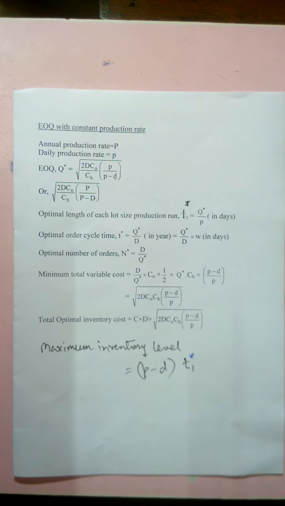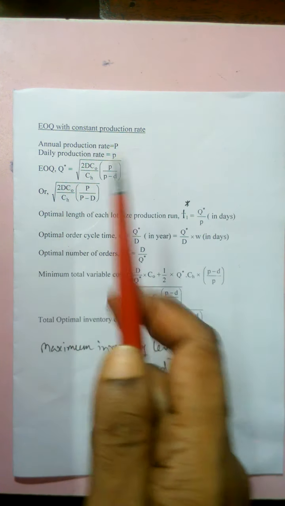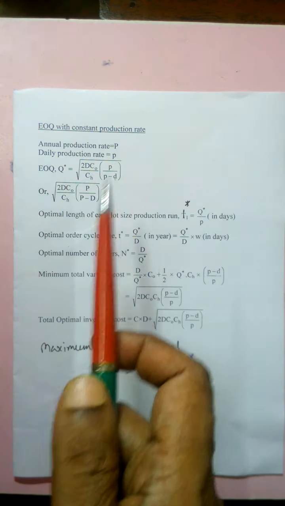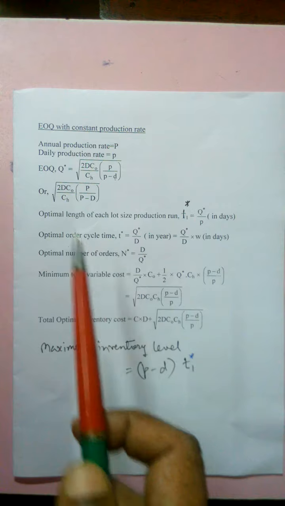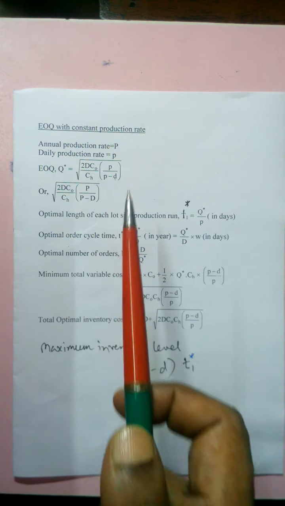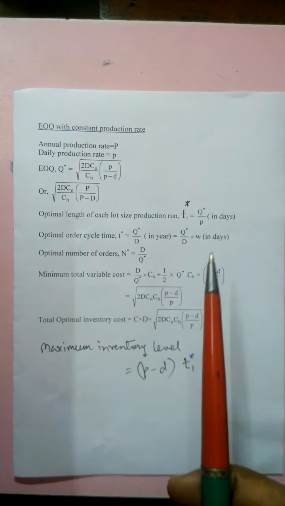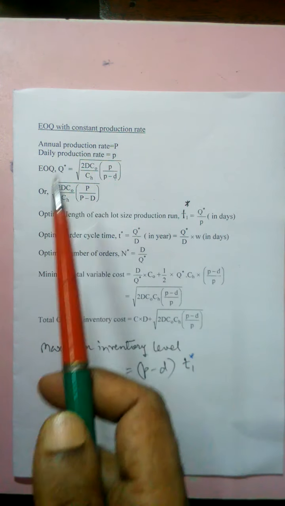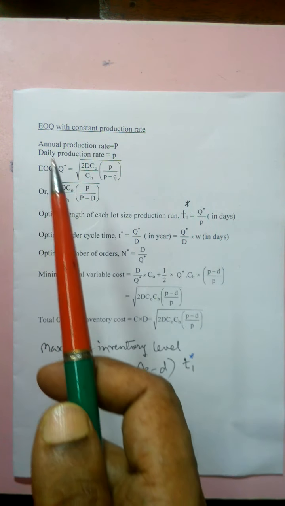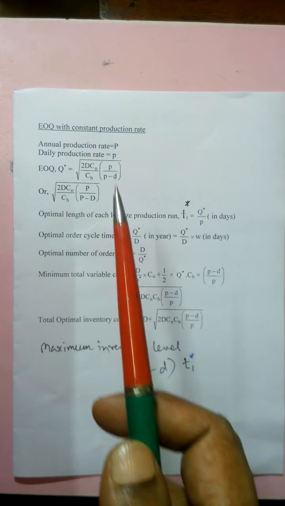Now look at the formulas, please. All the formulas are normal. We need the daily demand: annual demand divided by the working days gives the daily demand, d. P is the production per day, which should be informed to us. Then EOQ, also called EBQ, the economic batch quantity or economic order quantity.